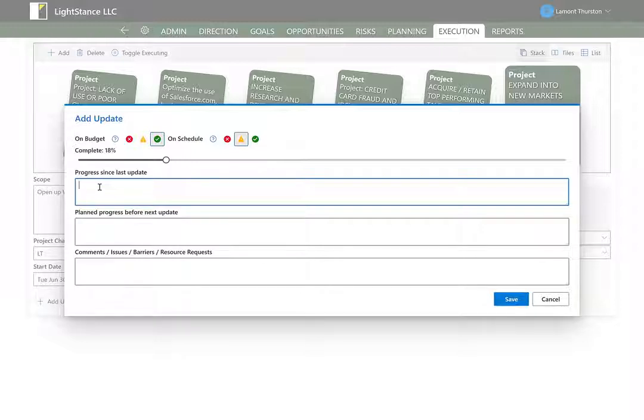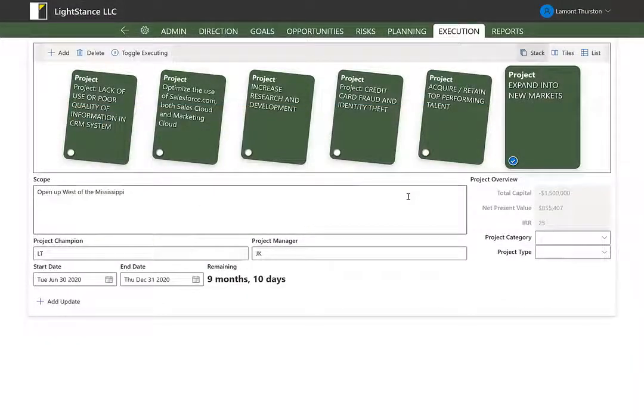So this is the place to capture what happened the last 30 days or the last week or whatever the reporting cadence is, what we're going to accomplish before the next reporting period, and where we see a need for resources or hurdles to overcome or issues to discuss with the team. And it's a simple tool to provide insight and accountability into what's going on within each project.